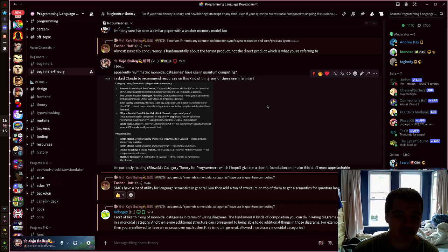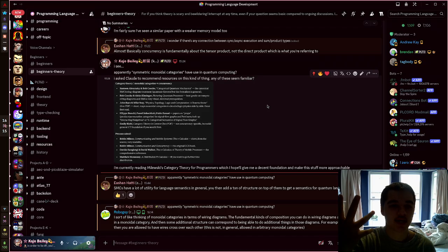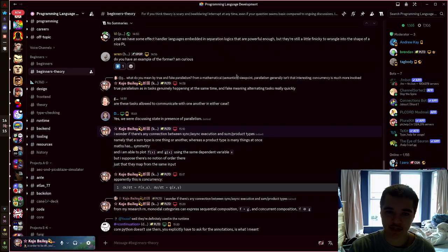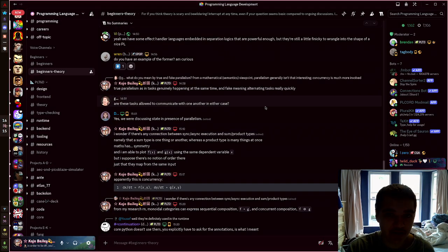And there's also symmetric monoidal categories. Symmetric monoidal categories apparently have a way to express operations that can be computed in parallel, but truly in parallel, like multi-core at the same time. Which is what you would expect. So I asked this question because I was curious: is there a connection between synchronous and asynchronous execution, and some such product types? And it turns out yes, there is.